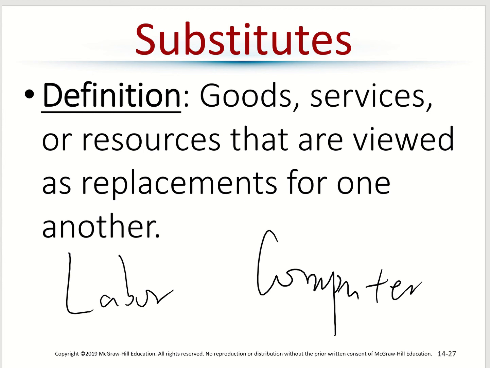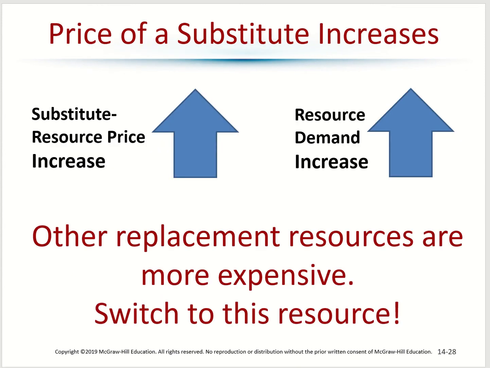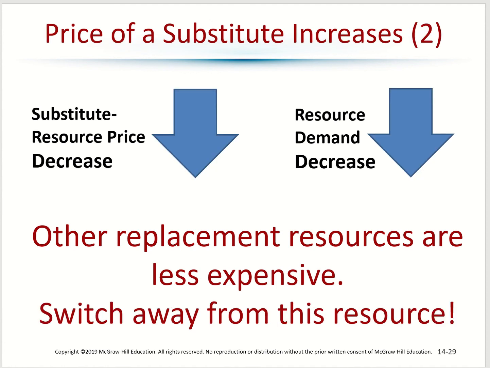So imagine there's a new computer system out there that can produce chicken fried rice, and that computer system today is cheaper. Now what would I do? The company will tend to use more computers, which means demand for labor goes down, right? So these two arrows go hand in hand. If the substitute resource price increases instead, so computers get more expensive, then the company uses fewer computers, and demand for labor goes up. And vice versa, if the price for computers goes down, then the company uses more computers, and demand for labor goes down as well.